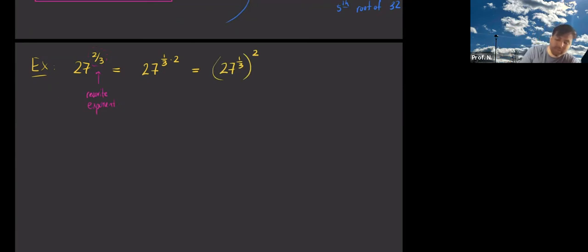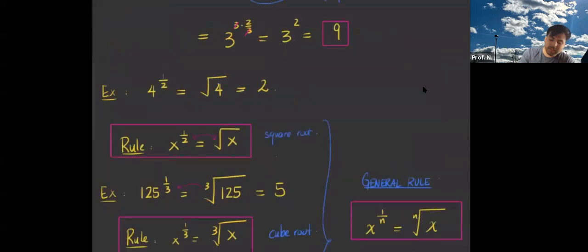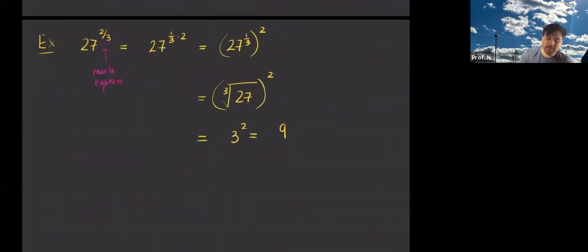But I know what 27 to the 1/3 power is, right? Isn't this the same thing as the third root of 27, and this entire thing being squared? And what is the cube root of 27? It's 3. And I'm squaring that, which is 9, which is exactly what I got in the beginning. I got 9. But you see how I get it now?